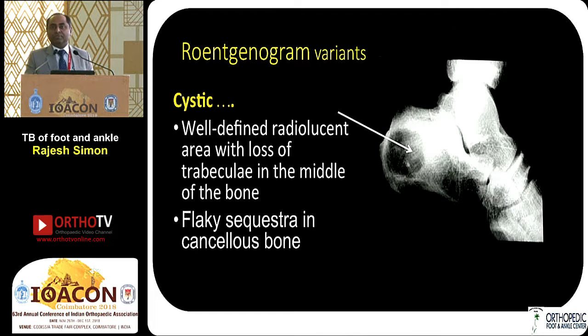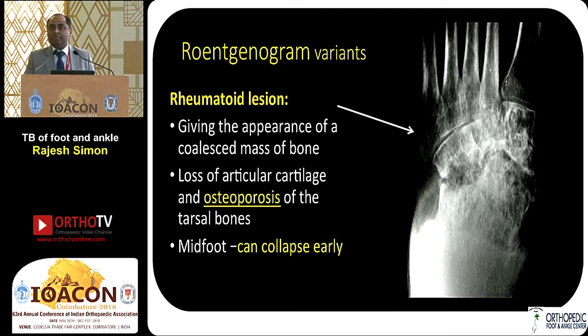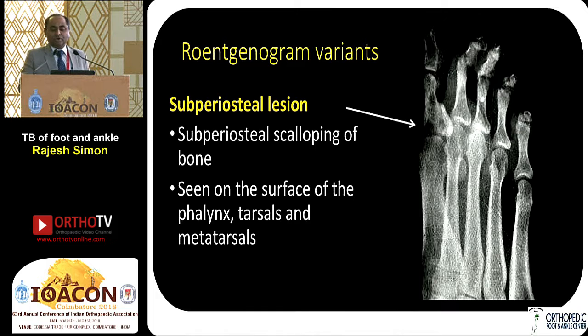The cystic type is one of the most common types, where there is a lytic lesion, most commonly seen in the calcaneum. There are flaky sequestrae, we call them coke-like sequestrae, seen at times. The second is a rheumatoid type of lesion. Here you get a completely coalesced, osteoporotic mass. Many times you diagnose this as a Charcot foot or a rheumatoid foot, and many times there is a midfoot collapse. The third, more common variety is a subperiosteal lesion, wherein there are scalloped lesions in the juxta-articular area.